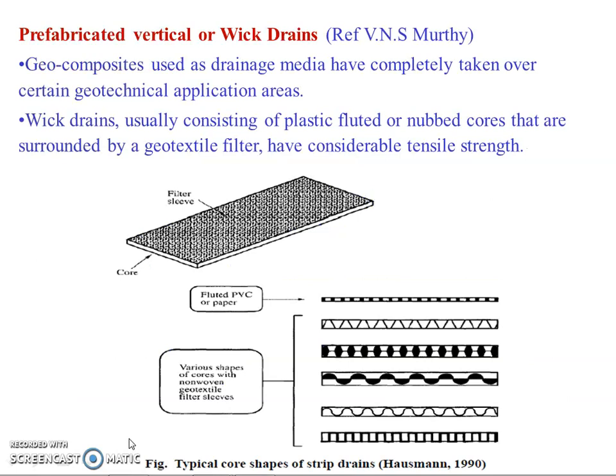Then the next technique, that is prefabricated vertical or wick drain. Geocomposites used as drainage media have completely taken over certain geotechnical application areas. A wick drain usually consists of a plastic material which forms several drain portions, and with the combination of these drain portions or cavities, this material is formed, and this material is used under the part of the foundation.